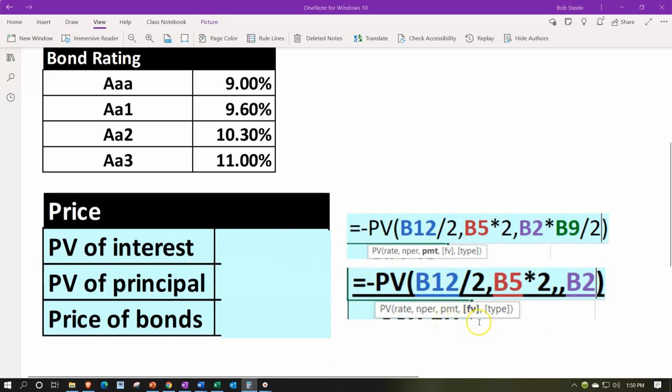That was the payment. And then we've got the future value. The future value, I'm sorry, that would be the payment. That's all we have. That would be the payment. And that would give us then the $537.77.